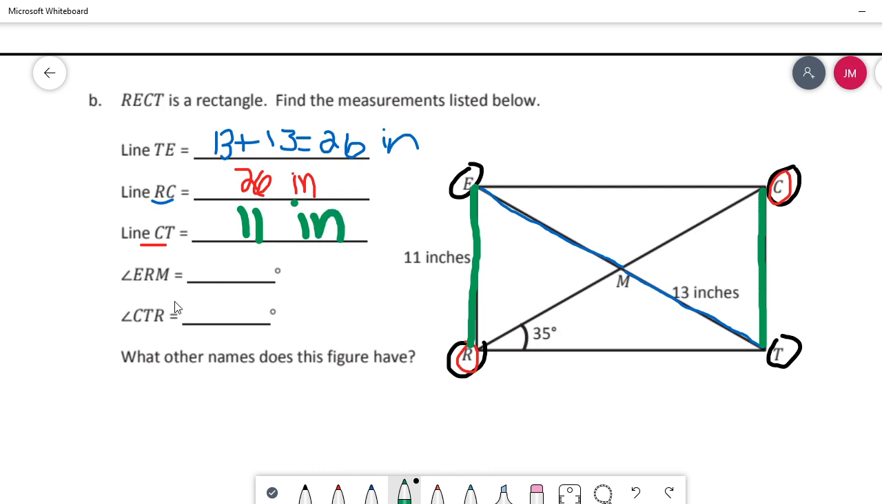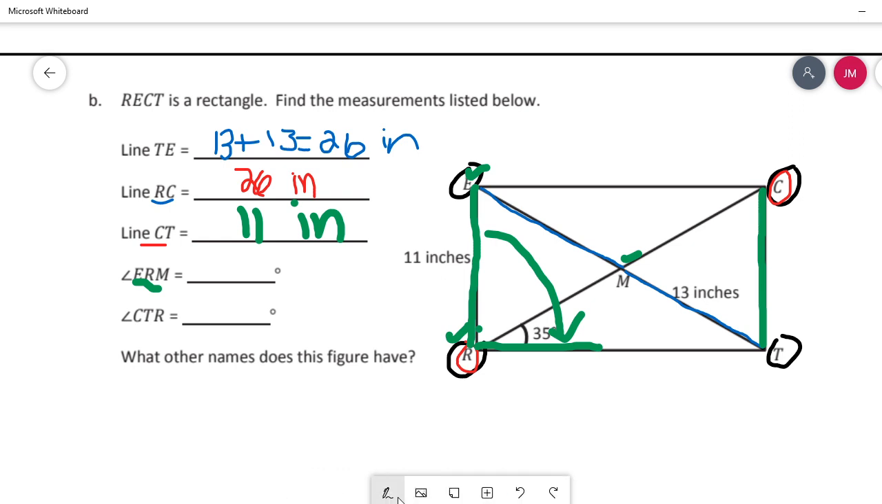Okay. Now we need to find out the angle ERM. So here's ERM. Now if we look at that angle, for example, if you complete this right here, you know that from here to here is 90 degrees. Now we have part of that angle, this part in the middle, this one right here, which is 35. So the one thing that we have to do is, since this is 90, we take away 35. So we're going to do exactly that.